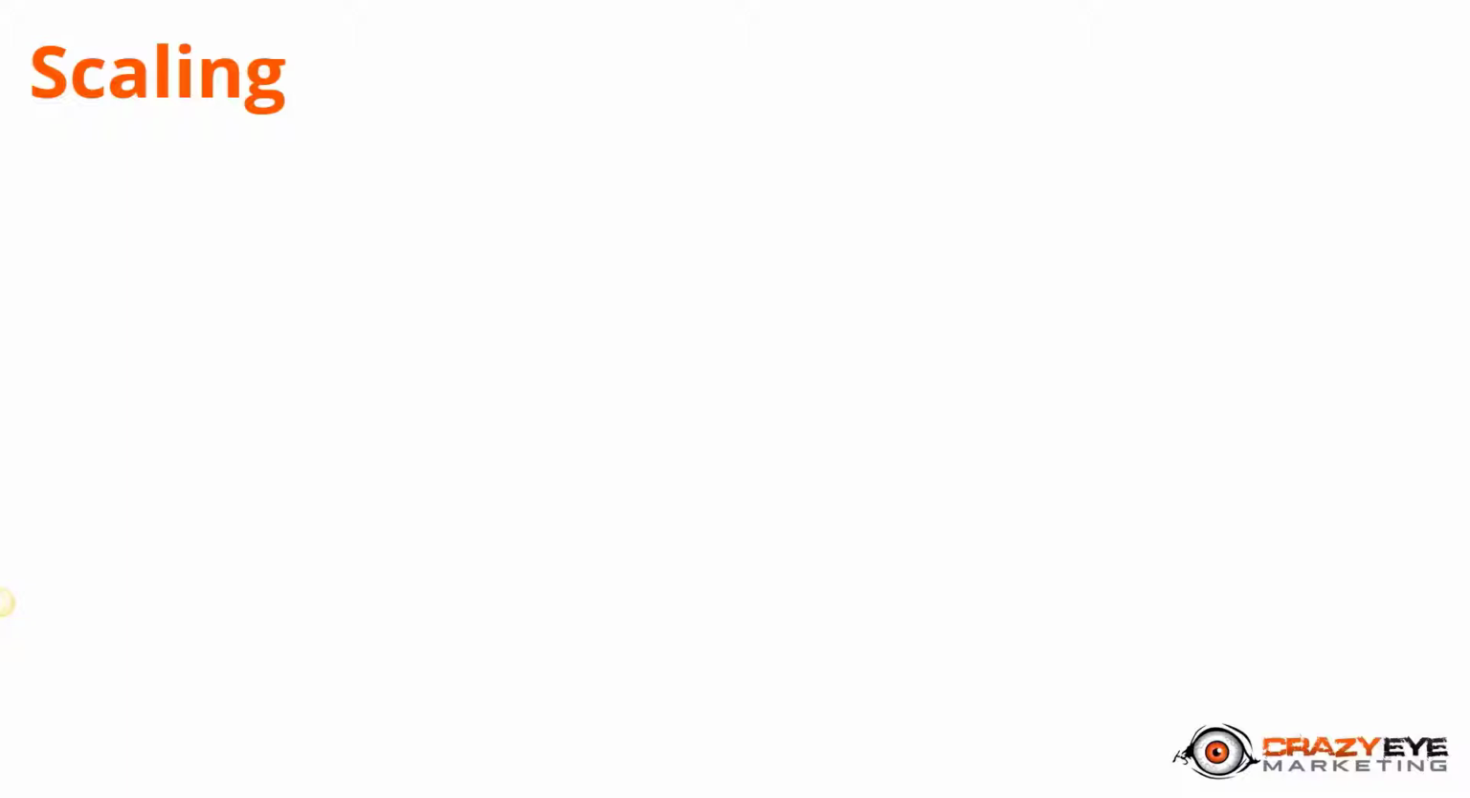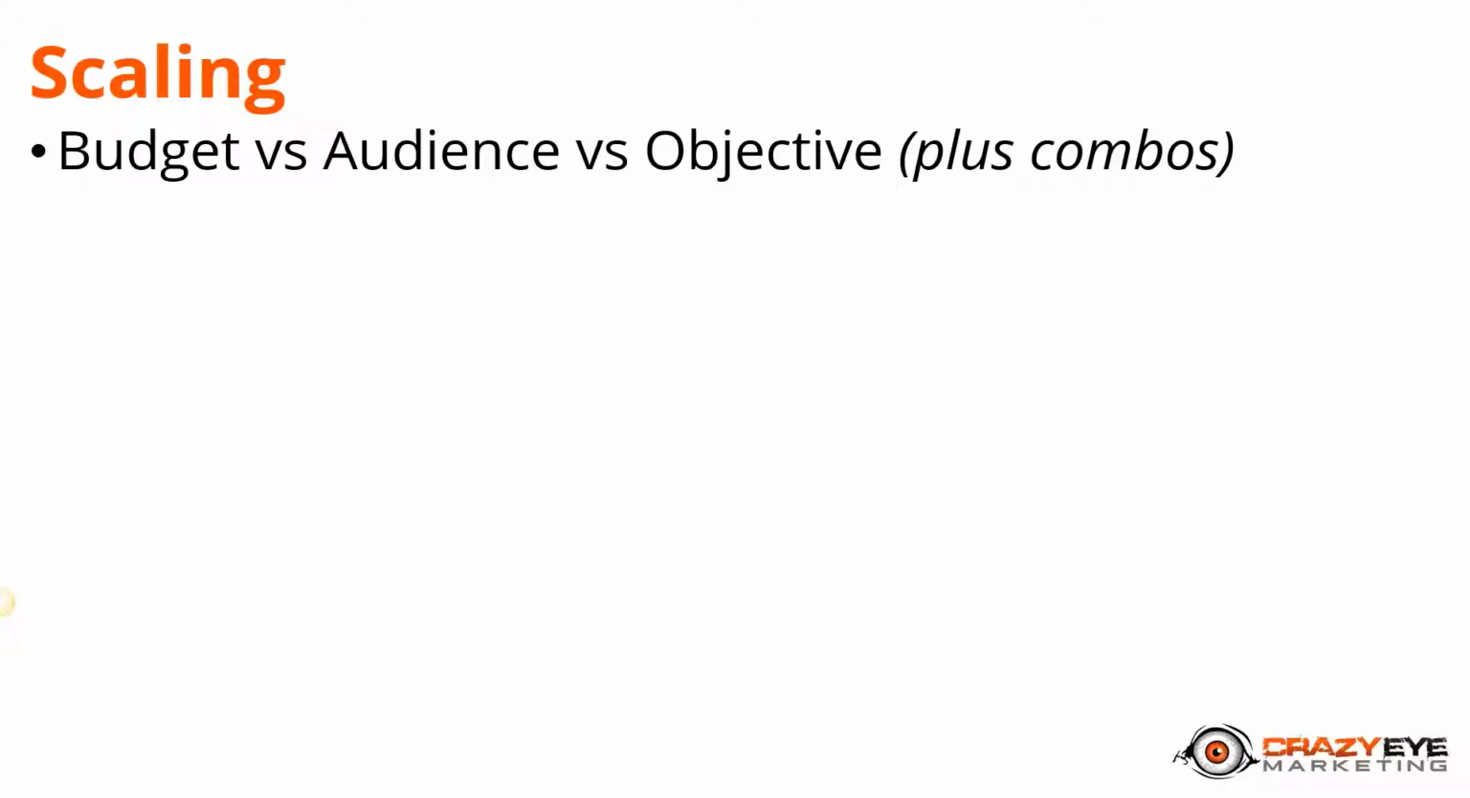In this video, we're going to discuss scaling our campaigns, ad sets, and ads. And there's basically three things you can do to scale these things. You can, of course, adjust your budget, you can adjust your audience, and you can adjust your objectives. Plus, of course, you could do a combination of these three things. For example, if you are changing your audience or increasing your audience, you will likely be changing your budget and so on. So you can do a combination as well.